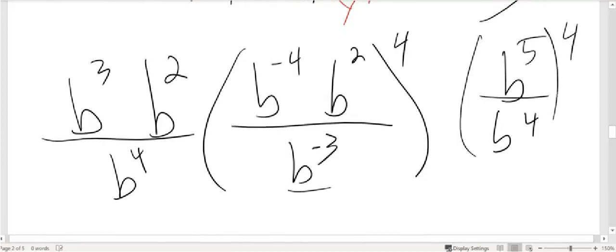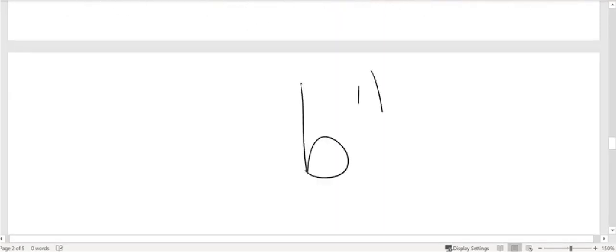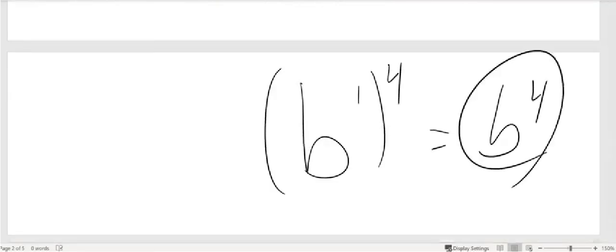So now we're going to keep going. I have b to the 5th on top, b to the 4th on bottom. That gives me b to the 1st because I took 5 minus 4. Now, makes life a lot easier. Look how easy that is.